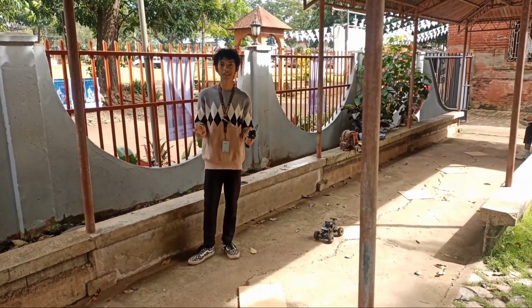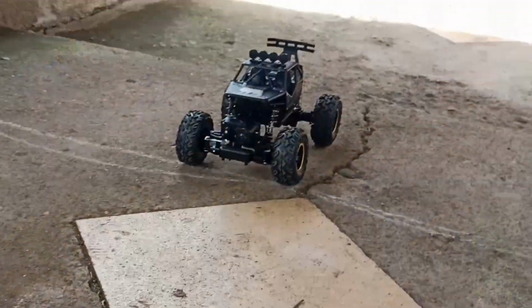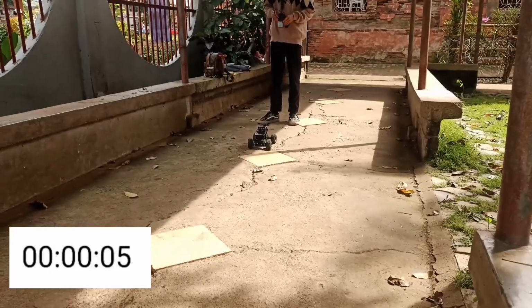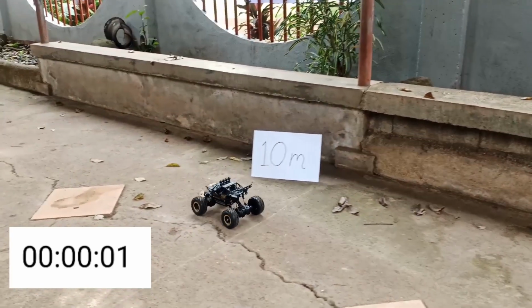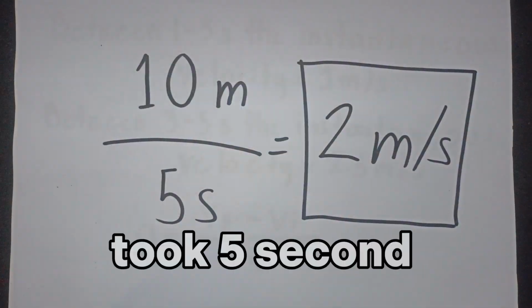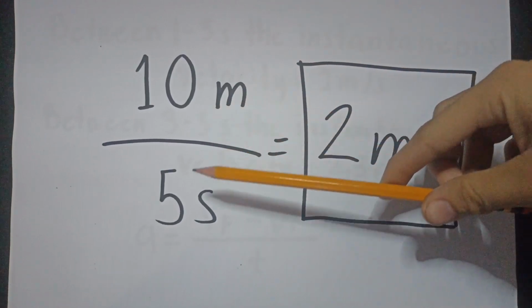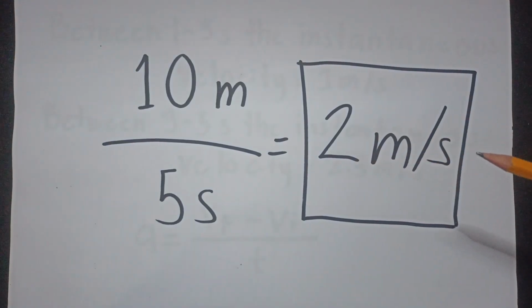So let's start with something simple, average velocity. I placed two marks here, a starting point and an endpoint, 10 meters apart. I roll this car from point A to point B and it took 5 seconds to travel the 10 meters. So the average velocity is 10 meters over 5 seconds, which is equal to 2 meters per second. This is the average velocity of the RC car.